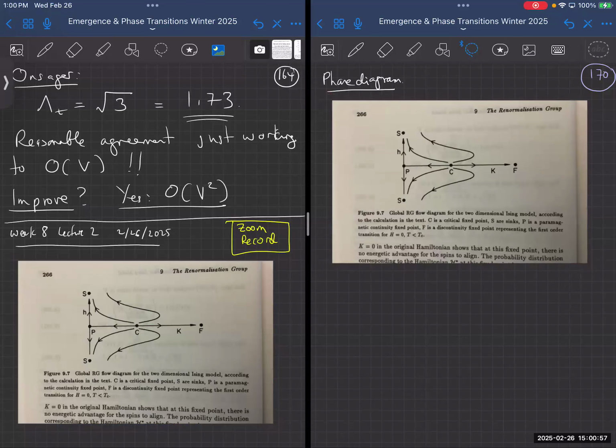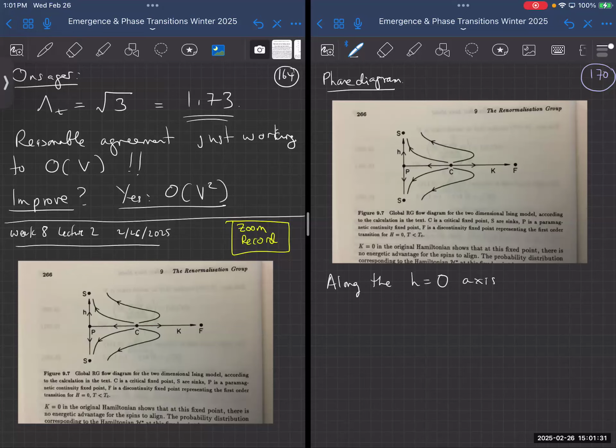Okay, so this is the renormalization group flow diagram, and I want to calculate what the behavior of this is. So let me see where I got this from. So how do I know this? We know this because if we look along the h equals 0 axis, we've got the k-axis on the horizontal, the h-axis on the vertical.